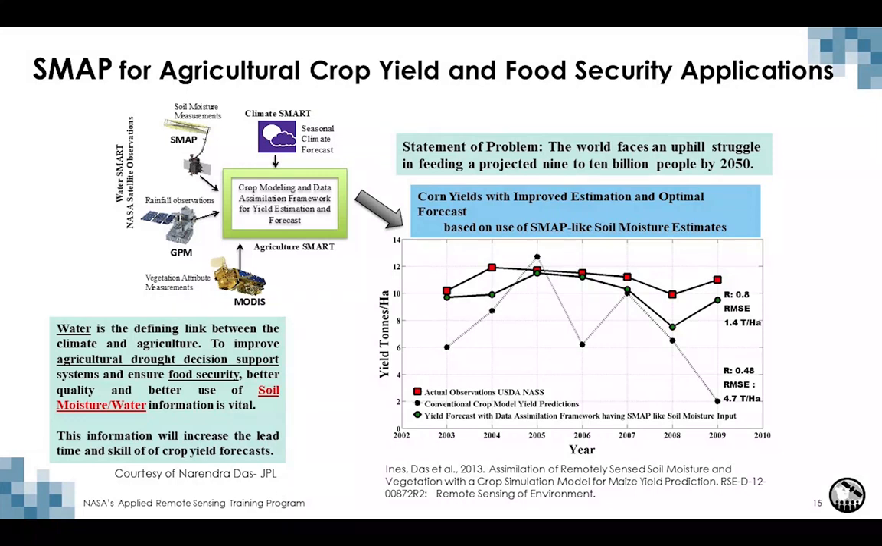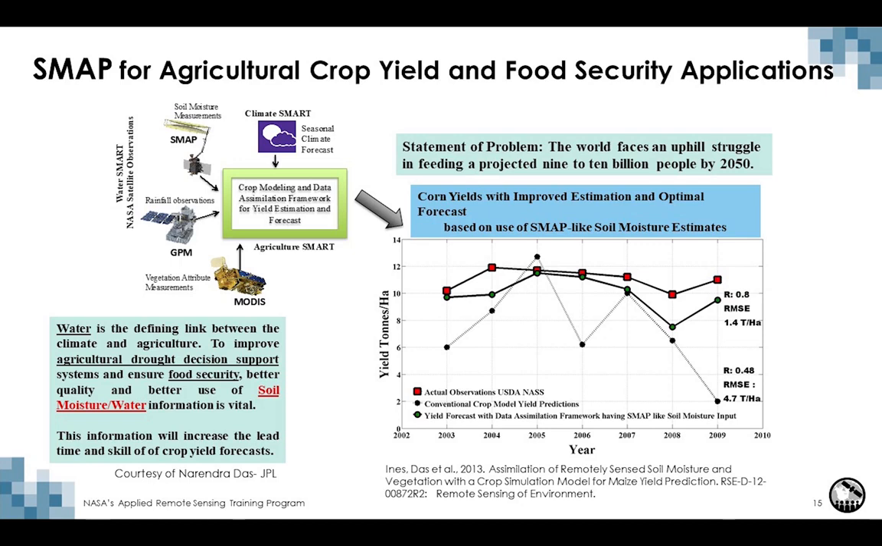So another application is SMAP for agricultural crop yield and food security applications. And the idea here is to use SMAP soil moisture to inform on crop yield and food security. And this is work that's been done by my colleague from JPL, Dr. Narendra Das. So the figure here shows yield in tons per hectare on the y-axis, and a year from 2002 through 2010 on the x-axis. So these are corn yields.